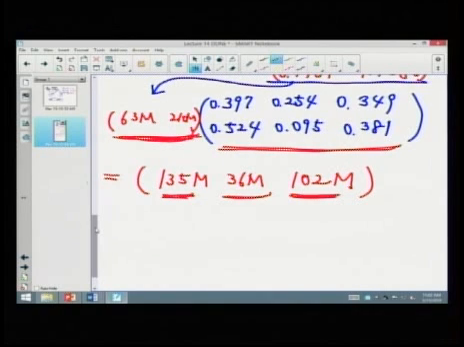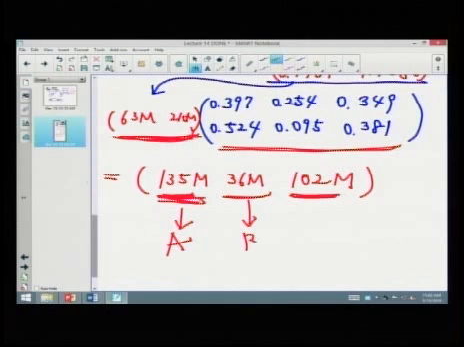So how do you report? So I'd say here, $135 million of the support cost should be assigned to division A, and this $36 million to division B, and finally, $102 million to division C. Is that right? Is that easy? Right? Okay.